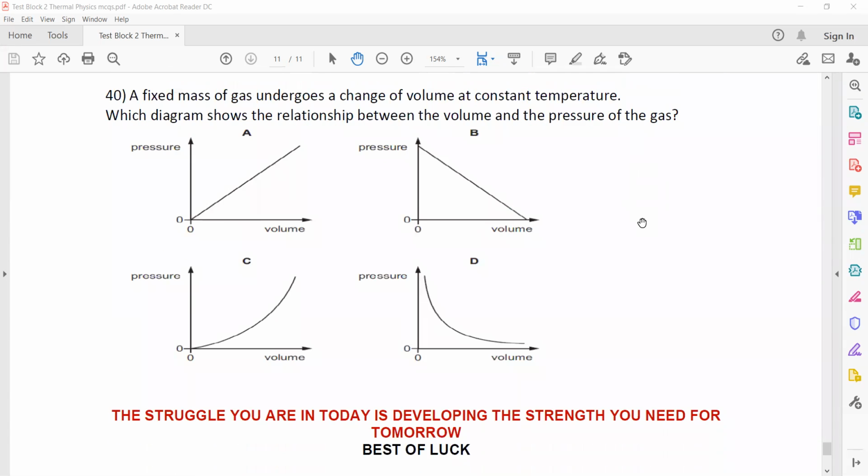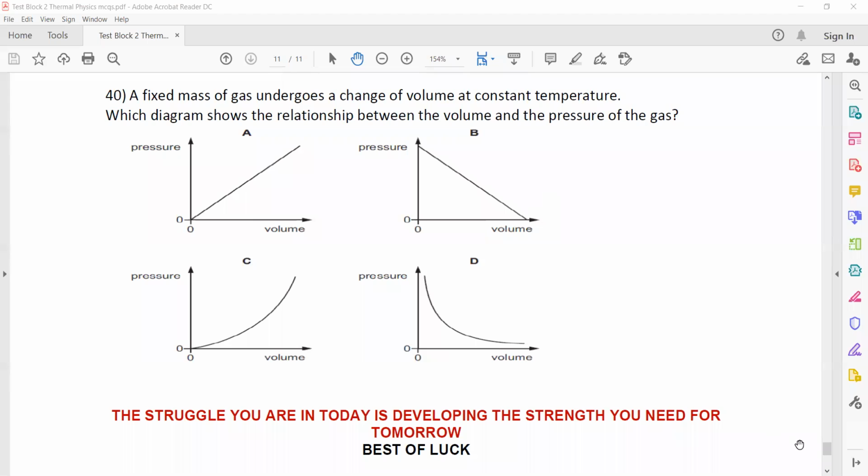A fixed mass of a gas undergoes a change in volume at a constant temperature. Which graph shows the relation between pressure and volume? Pressure and volume are inversely proportional. So if two quantities are inversely proportional, it will be a curve. If one quantity increases, the other decreases, but it will not be a straight line, it will be a curve. So option D is the right answer.